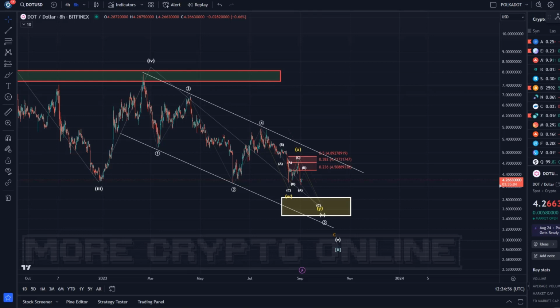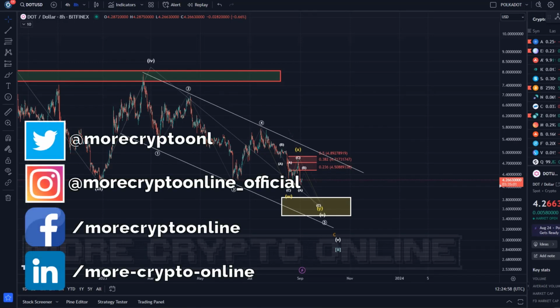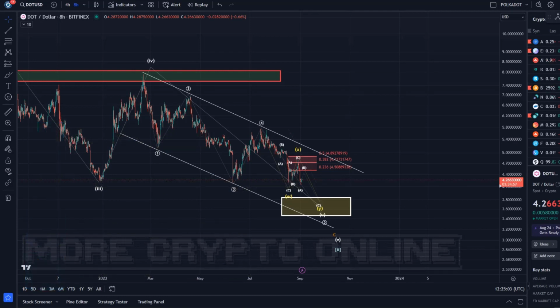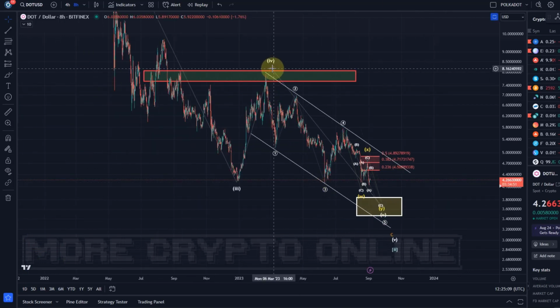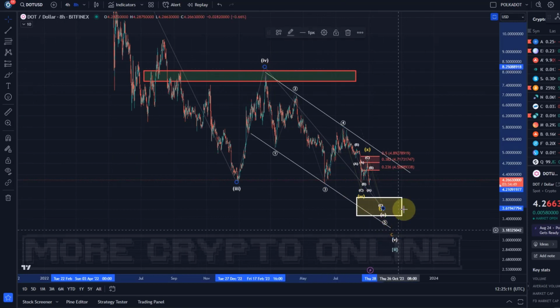On the Polkadot chart, price continues to move in this descending price channel. We only talked about it yesterday. I explained to you that I consider this as an ending diagonal. So still tracking here as a wave 5 and no low in place yet. Okay, no low in place. So still expecting currently lower prices.